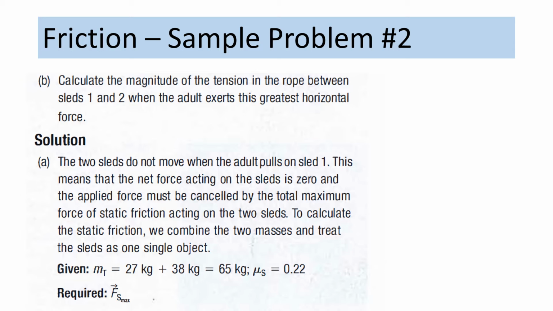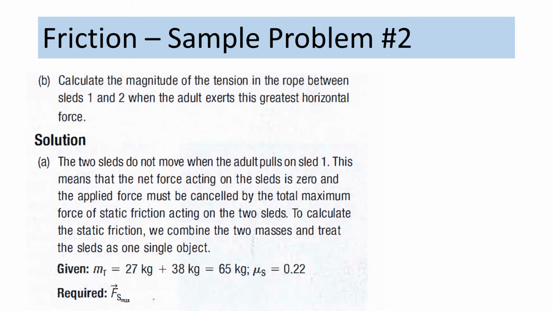The two sleds do not move when the adult pulls on sled 1. This means that the net force acting on the sleds is 0. And the applied force must be canceled by the total maximum force of static friction acting on the two sleds. To calculate the static friction, we must combine the two masses and treat the sleds as one single object.